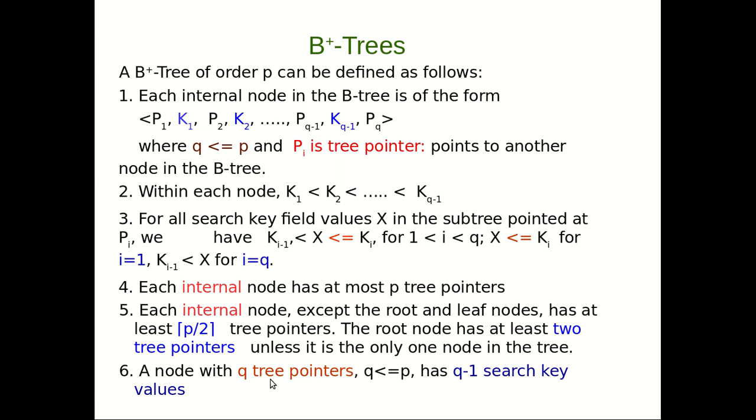A node with Q tree pointers, Q less than or equal to P, has Q minus 1 search key values. These are points number 5 and 6, and this one is point number 3, only the slight difference. This is less than or equal to, that is the difference, and in the first point there is the pair.